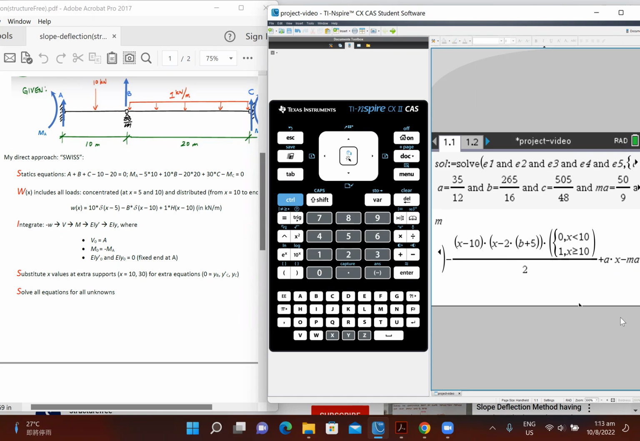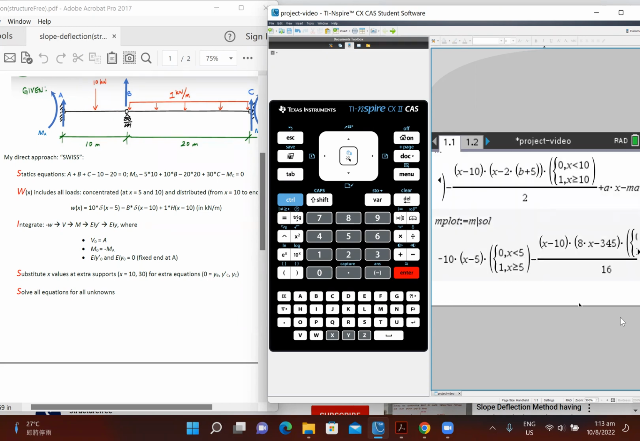Let me call that M plot for plotting purposes. It will be M with the solution substituted. So you see everything is numerical now. It's ready for plot. But let me clean it up a bit more. M plot will be itself times some trimming functions to get rid of the negative x regions plot, because I know there's no beam there, so there's nothing to plot.